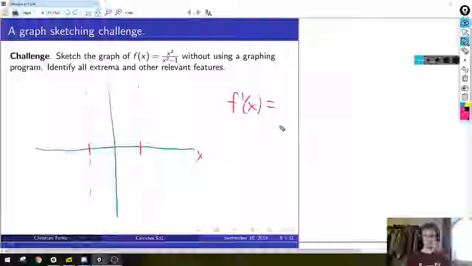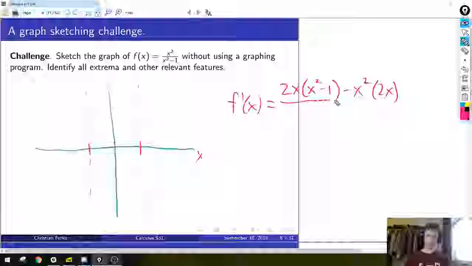So we're going to have 2x times (x squared minus 1), minus x squared times 2x, all over (x squared minus 1) quantity squared. Okay, I will simplify this for you because something nice happens. When we distribute on the first term, there's a 2x cubed, but then you subtract off a 2x cubed. So those two things cancel, and you're left with just upstairs minus 2x, and downstairs (x squared minus 1) quantity squared.